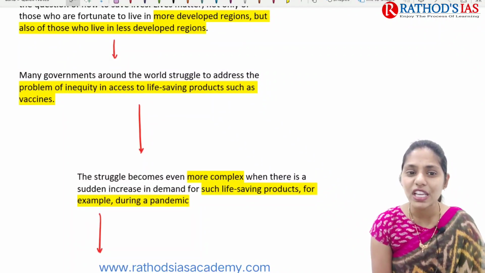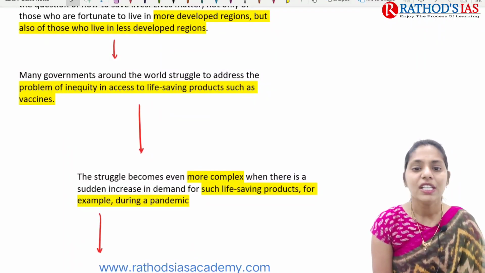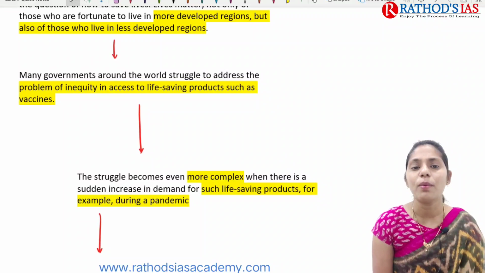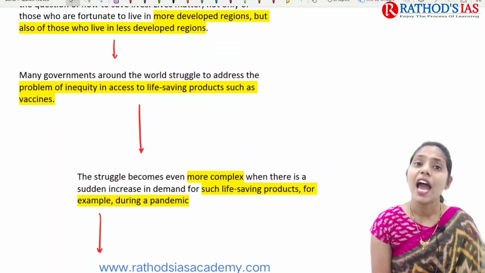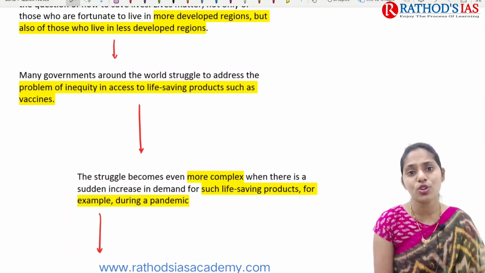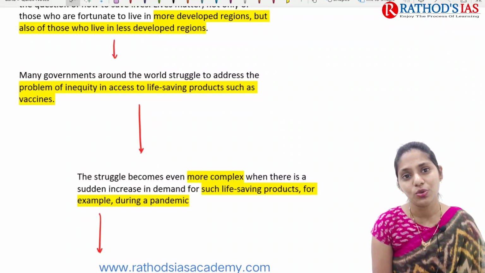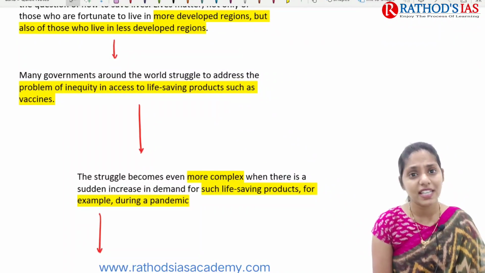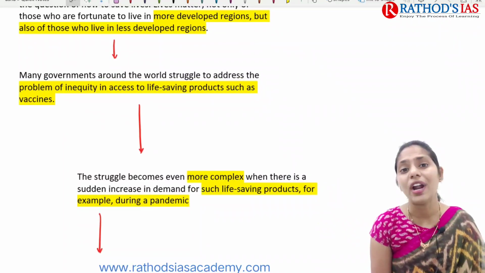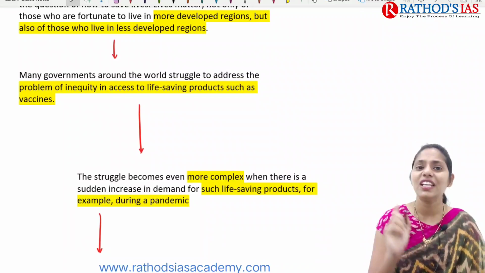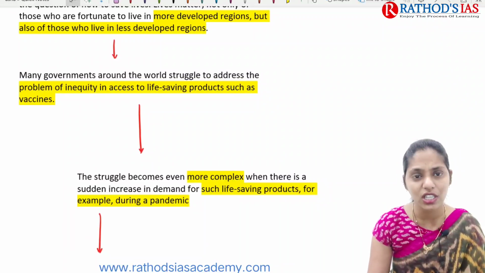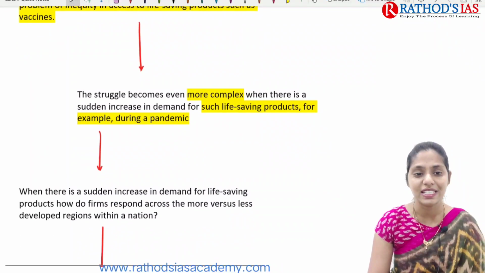So many governments across the world mainly struggle to address the problems of inequity in access to life-saving products. As you all know, developed countries like America and the UK went for 2 doses of the vaccines and even a booster dose. But some less developed nations of Africa didn't get even 1 dose of the COVID-19 vaccine. In this way, we can say that there is a large rate of inequity in access to vaccines.